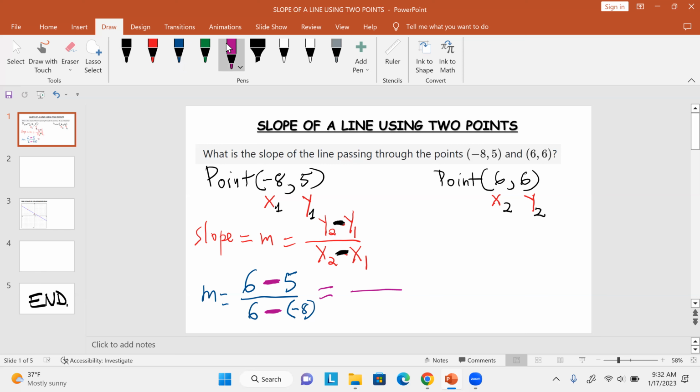So, we're going to have 6 minus 5, which is 1. And 6 minus -8 will change into 6 plus 8, which is 14 in the denominator and the 1 on top. So we have 1 over 14. Therefore, the slope m is 1 over 14.